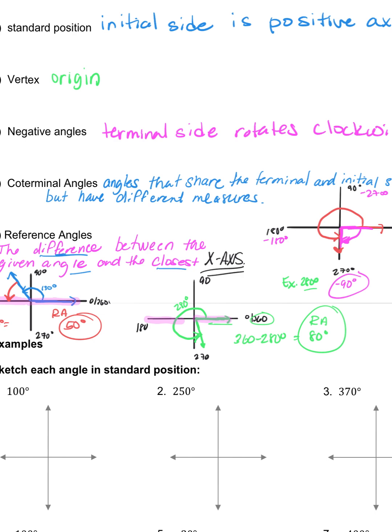Okay, your reference angle will always be a positive angle between 0 and 90 degrees. It will not be greater than 90 degrees, and not a negative number. So you'll see as we go through all these, because you're always subtracting from a positive x-axis.